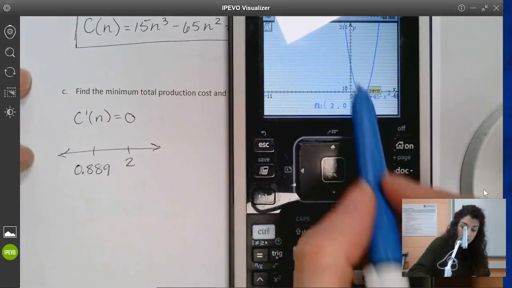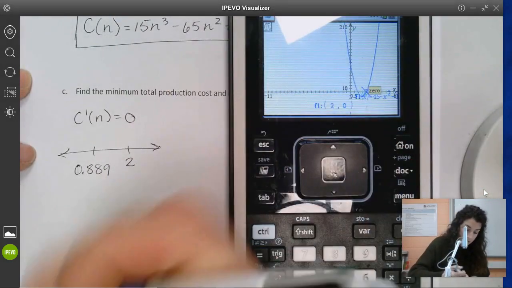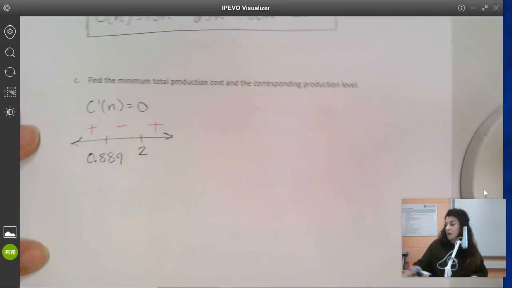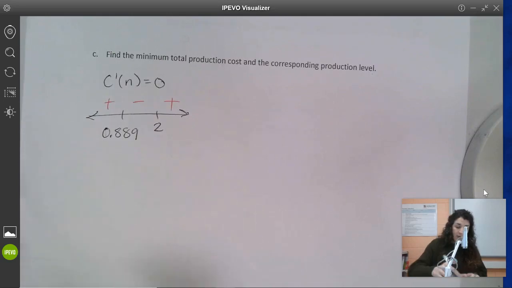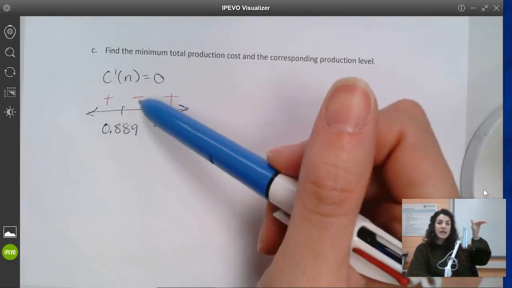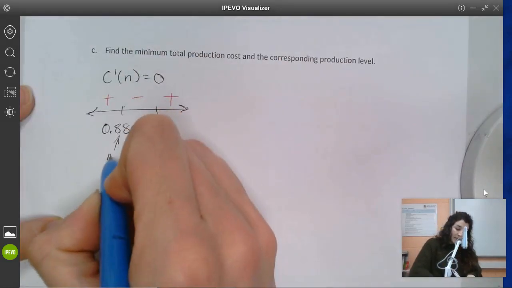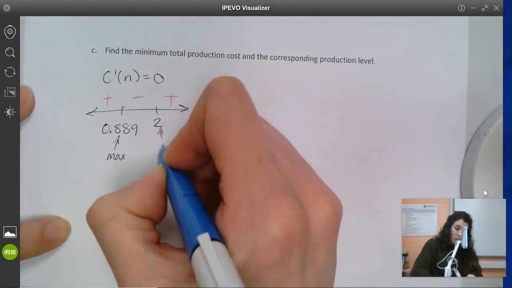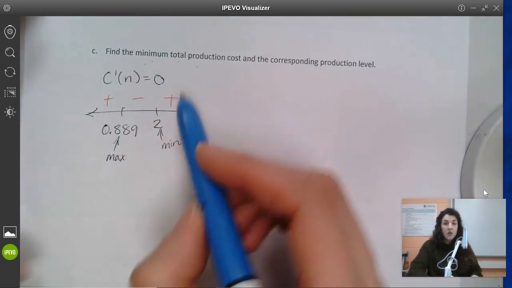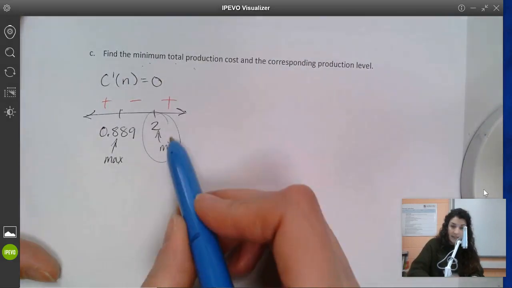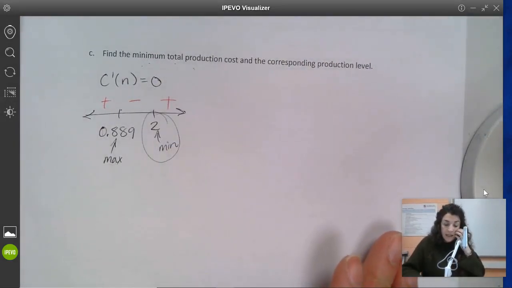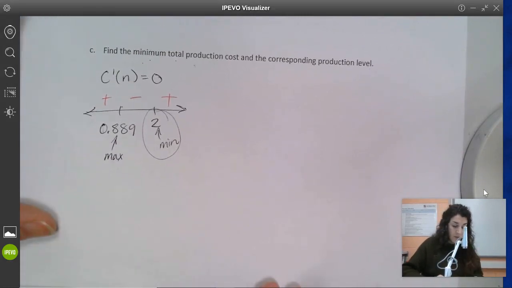And then we can see that our derivative is above the x-axis. So it's positive here, and then negative, and then positive. So looking at this, realizing that if it was positive, that means that your original function was increasing and then it was decreasing. So this is a maximum, whereas 2 would be your minimum, right? So when it says find the minimum total production cost, we are actually caring about this intercept and not the other one. So that's why it's important to be able to distinguish what's going on in your derivative.